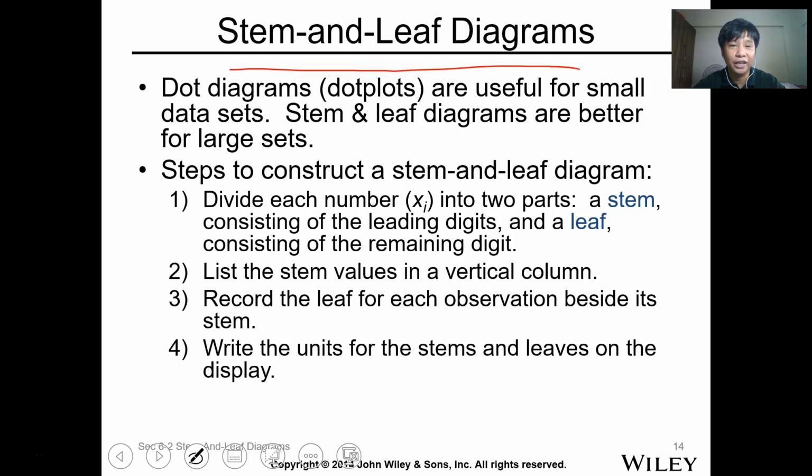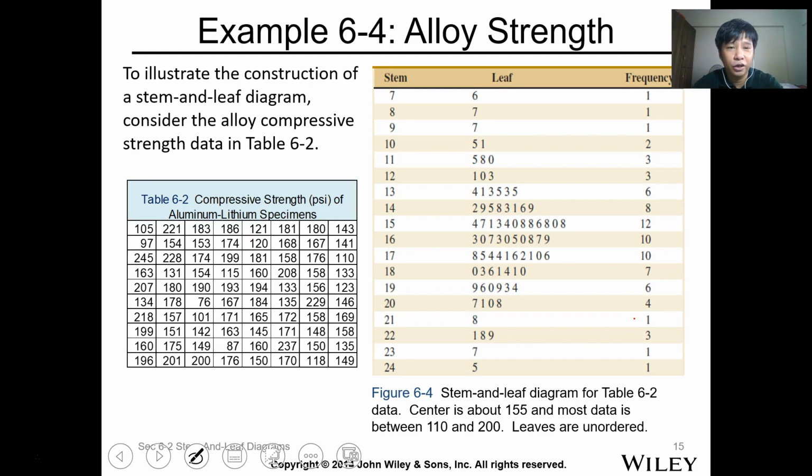Stem and leaf diagram. So, yung construction, you can divide each number into two parts, the stem and the leaf, which is the digits usually. Ito yung leading digits, ito yung remaining digits. Then list the stem value in vertical column, either decreasing or increasing. Record the leaf for each observation beside its stem. Write the unit of the stem and leaves on the display. So, paano siya ginagawa?